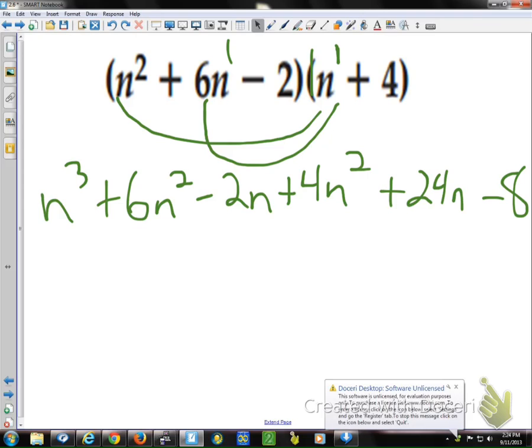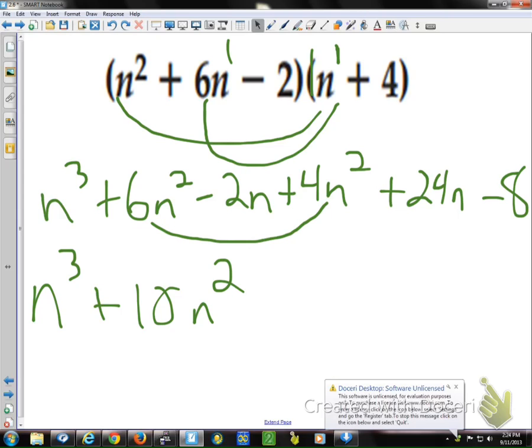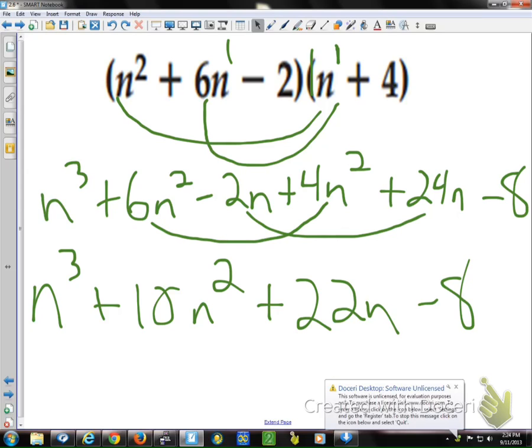Now, combining like terms. There's only one n cubed, so it comes down. Then we have 6n squared and 4n squared, which is going to give us 10n squared, because they're alike, right? Very good. And then negative 2n plus 24n. Another way to think about it is that it is 24 minus 2. 22n. And then there's only a number, so minus 8. And you're done. There's nothing else you can do to that. Why can't you? Because the terms aren't like.